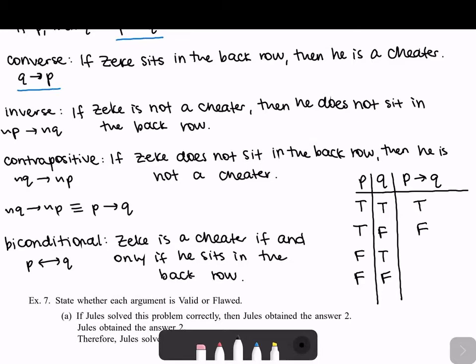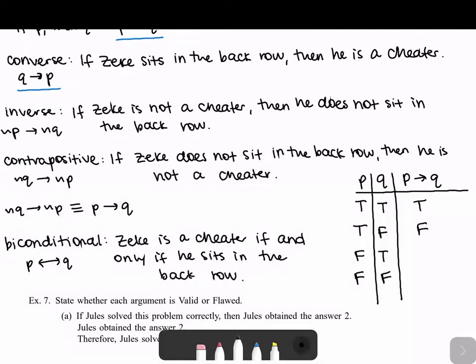Well, in this situation, the parent said to the kid, if you do your homework, then you get a cookie. And this P is false, which means that the kid didn't do their homework. Well, do we know what's supposed to happen in that case? The parent said, if you do your homework, then you get a cookie. So the parent didn't say what would happen if the kid didn't do their homework.